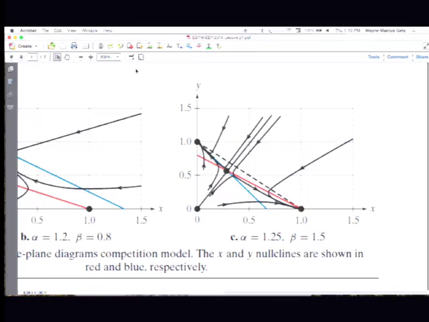So if you're in this section over here, what's happening is x is growing and y is declining. So instead of going in this way, which would mean that y would have to be growing and x declining, instead, in this region, you have x growing and y declining, and so the solution heads to here, and the other solution heads to here.